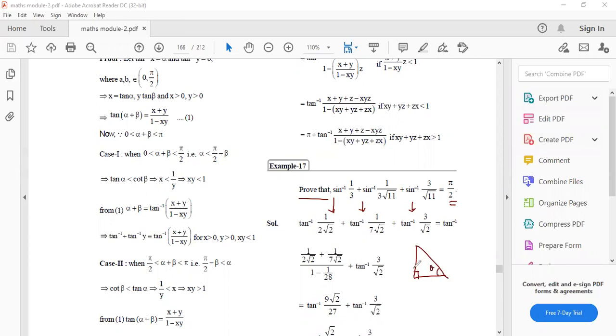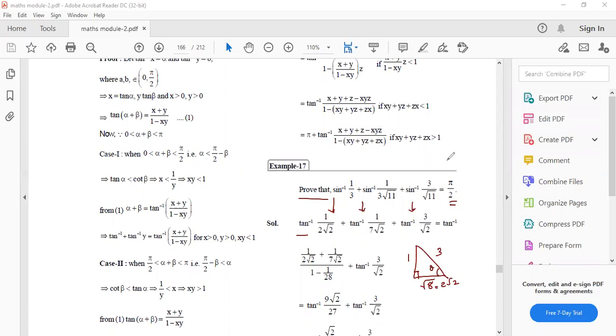Call this as theta. 1 by 3 is nothing but opposite upon hypotenuse. So this will be root 8. Yes or no? That is 2 root 2. So sine inverse 1 by 3 will be tan inverse 1 by 2 root 2. Yes, all of you. Sine inverse 1 by 3 equal to tan inverse 1 by 2 root 2.